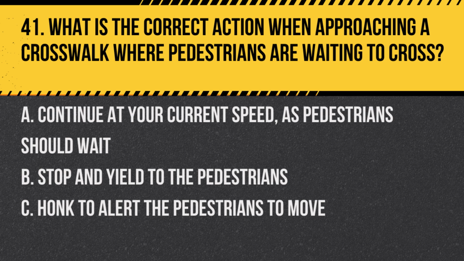Question 41. What is the correct action when approaching a crosswalk where pedestrians are waiting to cross? A. Continue at your current speed, as pedestrians should wait. B. Stop and yield to the pedestrians. C. Honk to alert the pedestrians to move.